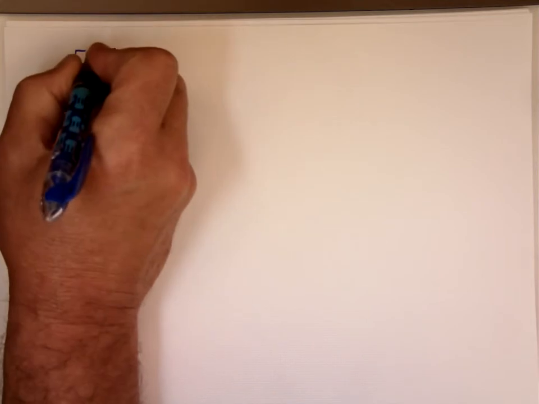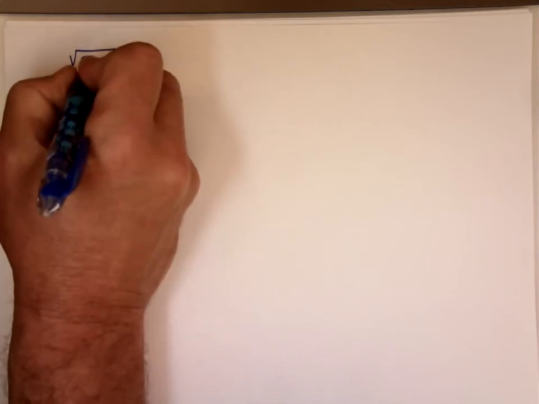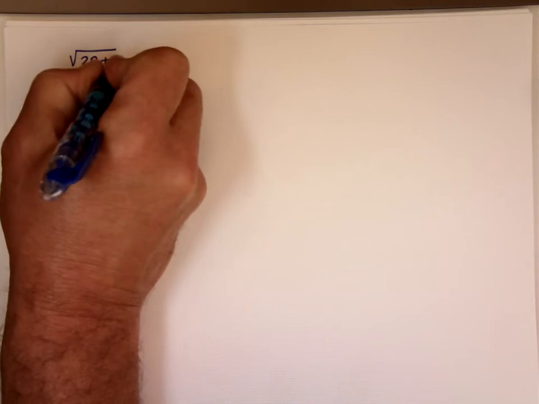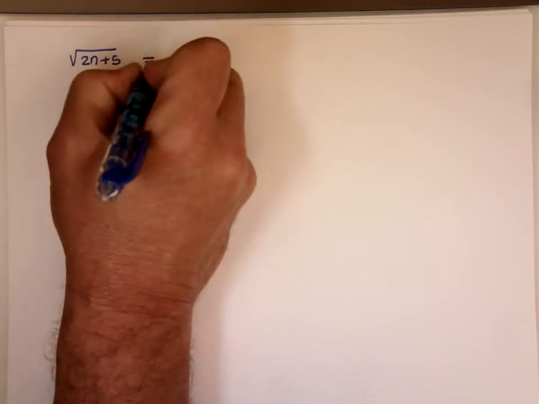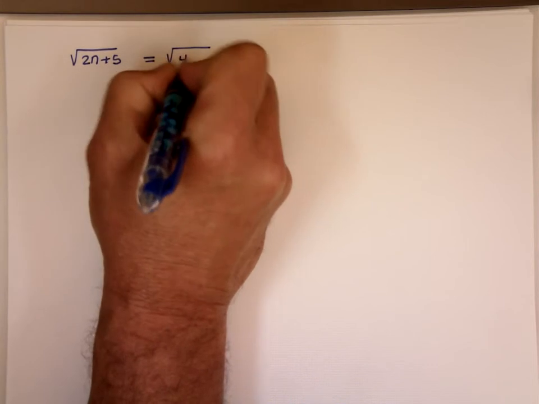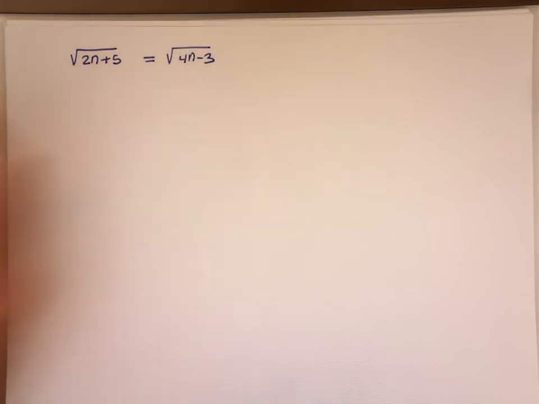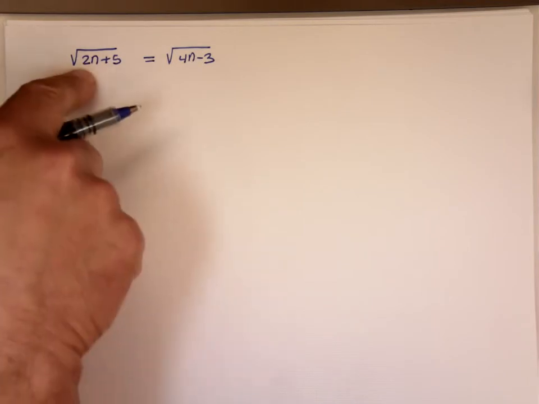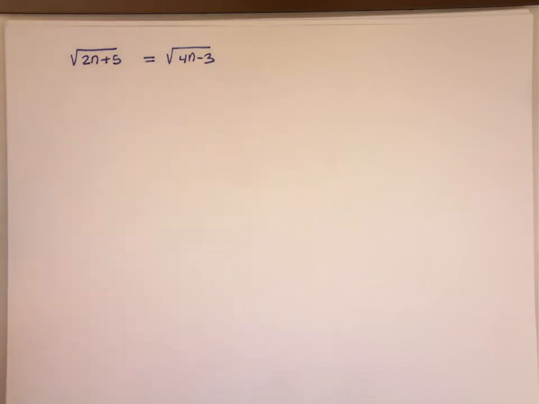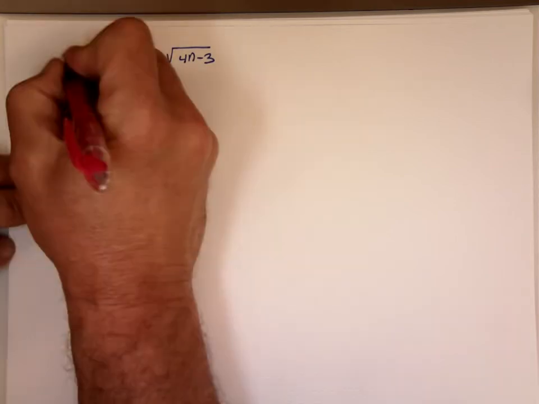Let's try this one. The square root of 2n plus 5 equals the square root of 4n minus 3. When you have two square roots, you always want to make sure you have one on each side. It is easier that way. So make sure you have one square root on this side and one on that side. Now, to get rid of the square root, we square both sides.